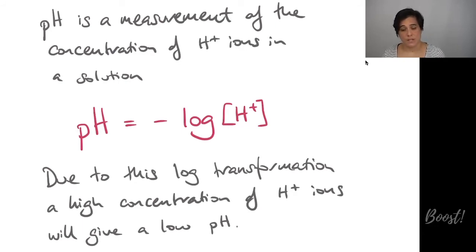So pH is a measurement of the concentration of H+ ions in solution. It's really just used to make the numbers a bit easier to work with. So it might seem like a bit of a weird transformation, but really pH is simply a transformation of the concentration of H+ ions. So pH equals minus log of the concentration of H+ ions. Just remember here that the square brackets mean concentration of.